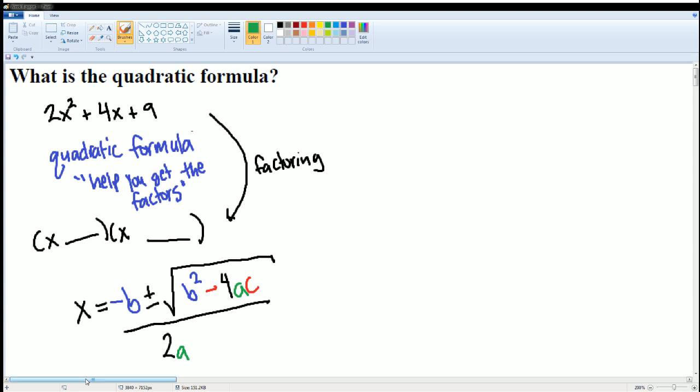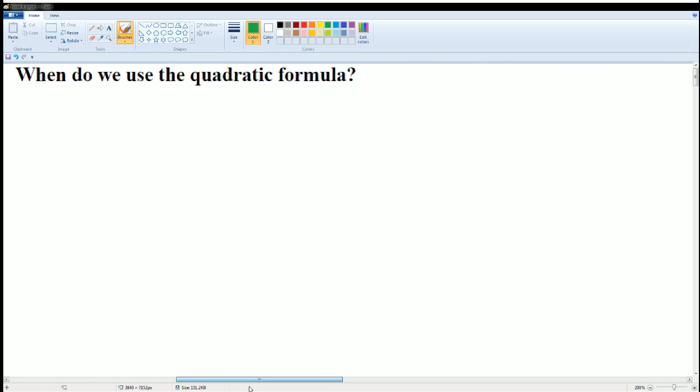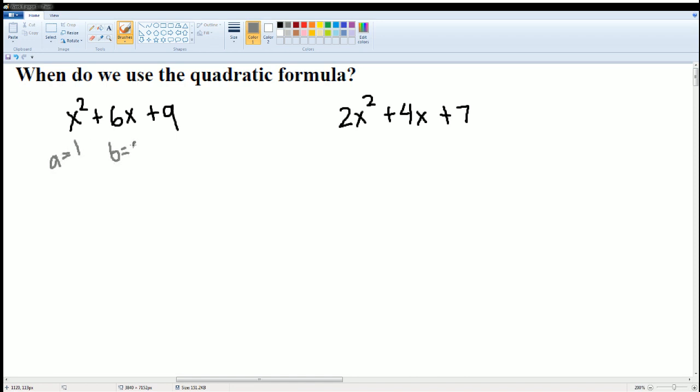Next, I want you to understand, when do we use the quadratic formula? Let me give you two problems. You might have something like x squared plus 6x plus 9. Then you might have something like 2x squared plus 4x plus 7. I'm just going to write out a couple of things. A here is 1. B here is 6. C here equals 9. Here, A equals 2, B equals 4, C equals 7.